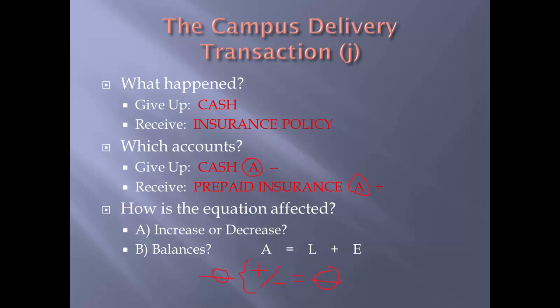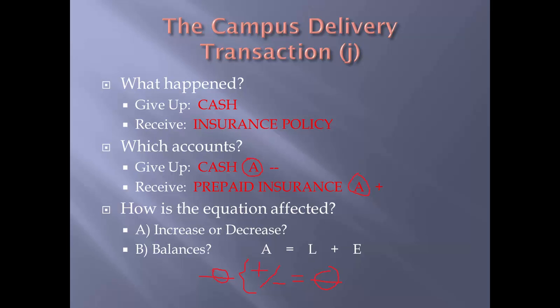Here we purchased an insurance policy for future use. Right now, today, we gave up cash, and we now own this insurance policy. Which accounts am I going to use? Well, cash we'll use for cash, which is an asset. For insurance policy, we're going to use an asset called prepaid insurance because we have paid for this insurance policy. We own today this insurance policy. I could turn around and take it back and get my money back.